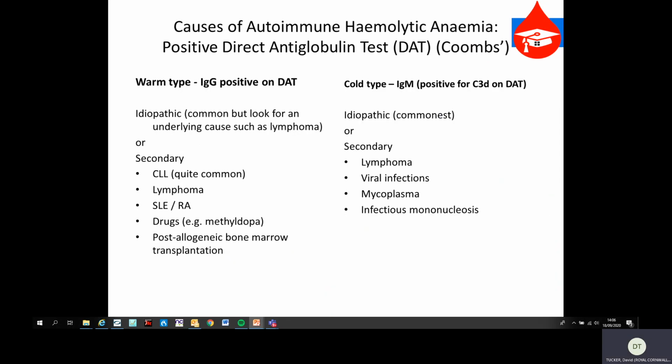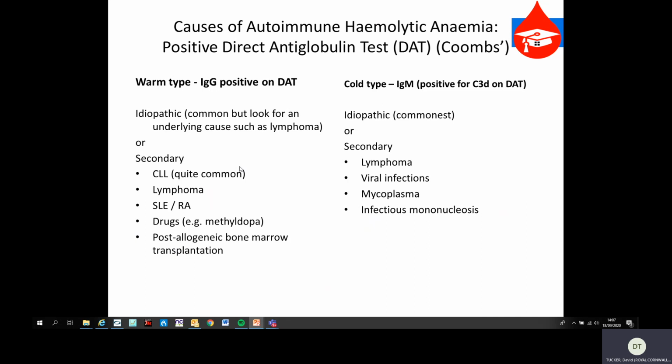Okay, so that's important because it narrows down our differentials as to what the cause of the hemolysis is. So in IgG positive or warm type hemolytic anemia, sometimes it's idiopathic, so there's no underlying obvious cause, but often it's secondary to chronic lymphocytic leukemia or lymphoma or an autoimmune disorder, or sometimes drugs, or post-transplant, but that would be clinically apparent. So if there's nothing clinically apparent, we might go looking then for lymphoma or CLL.